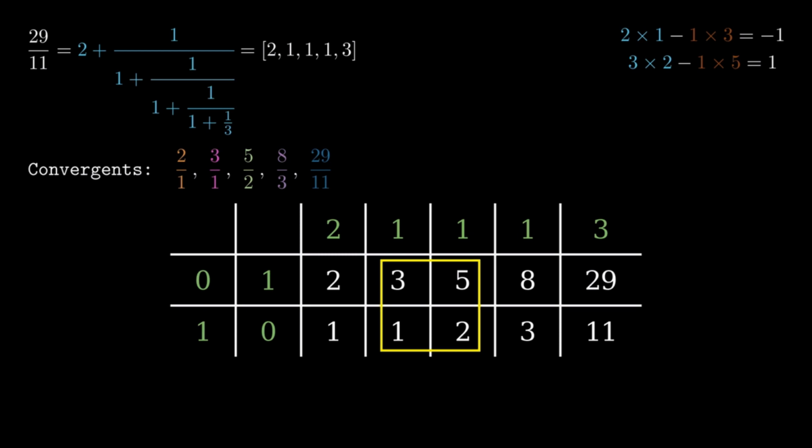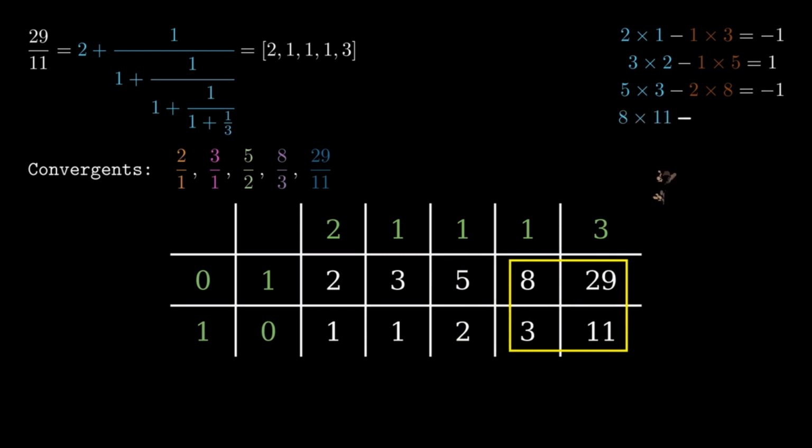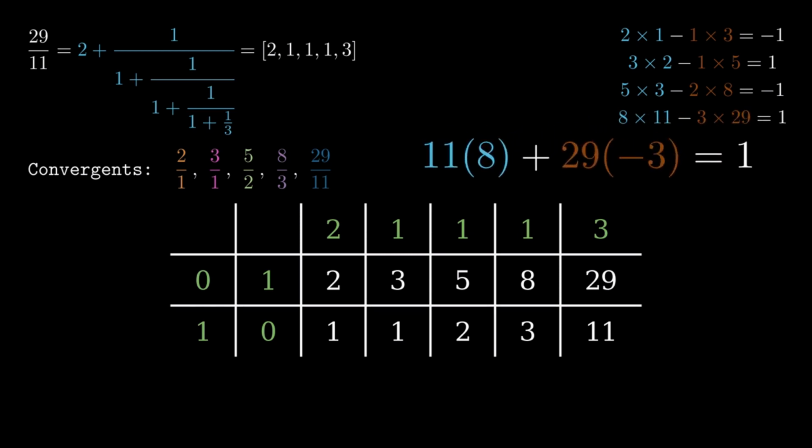Again, the products differ by 1. If we move along, looking at the squares and calculating the differences of the diagonals, we get our observation that the differences seem to alternate between -1 and 1. So what, you might ask? Well, if this is true, then notice, if we look at the last square, it gives us a solution to the equation 11x plus 29y equals 1, namely x equals 8 and y equals -3.